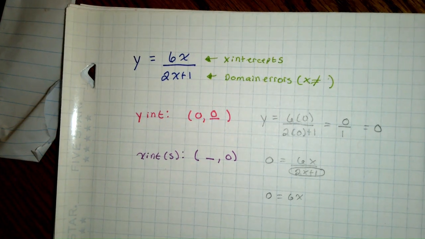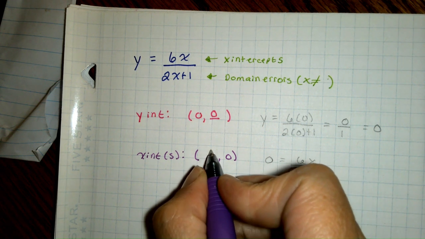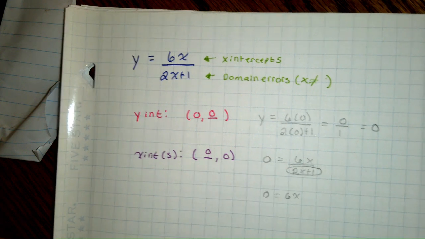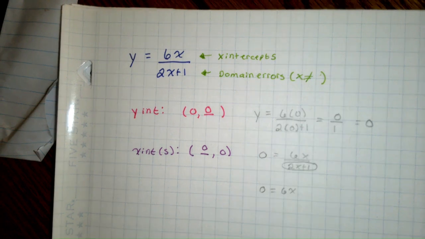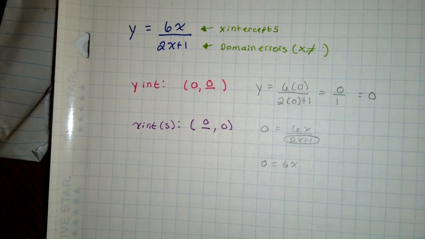Okay, so the numerator tells you where you cross the x-axis, and the denominator tells you, hey, where are your problem areas? So in this case, 6 times x equaling 0, we only get 0. So (0, 0) is the x and the y-intercept, and we don't have any other x-intercepts. Okay. Our domain errors.